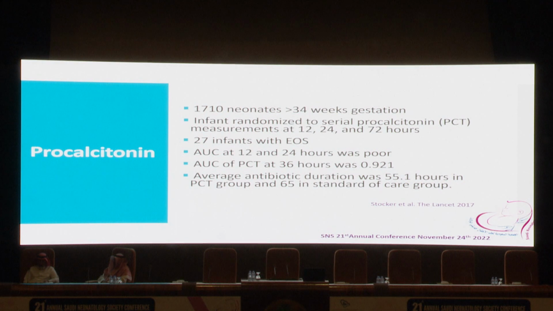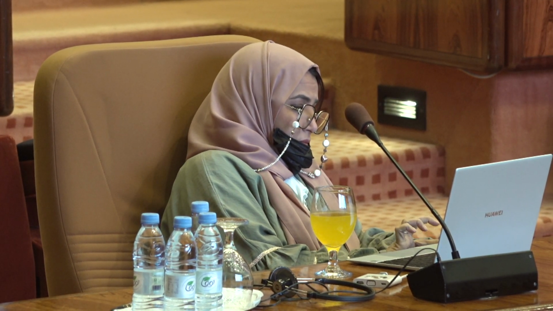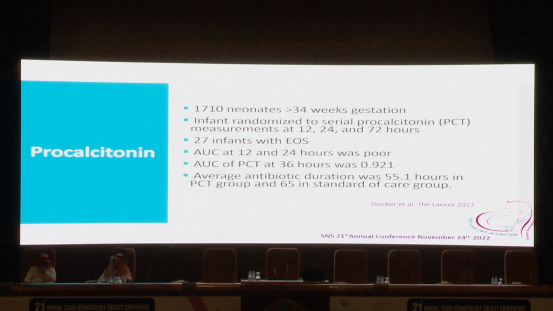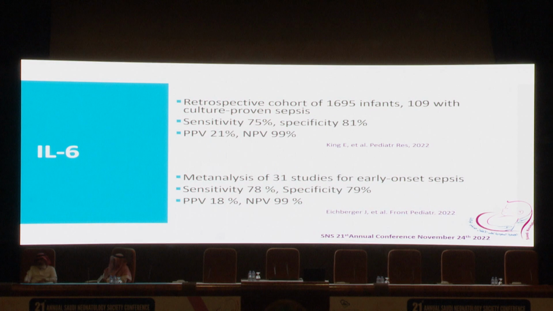But here, the procalcitonin does help us. But actually, by 36 hours the blood culture result has already come, and you will decide to discontinue the antibiotic. The average antibiotic duration in this study was 55 hours in the procalcitonin group and 65 in the standard of care group. So no big difference, but procalcitonin is one of the biomarkers we use sometimes for discontinuation in high-risk areas in antimicrobial stewardship.